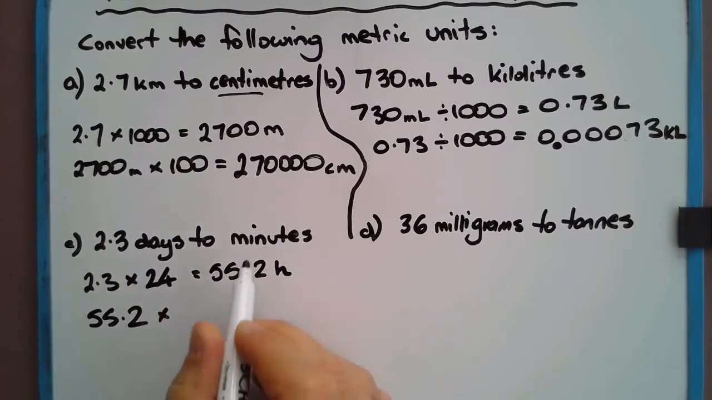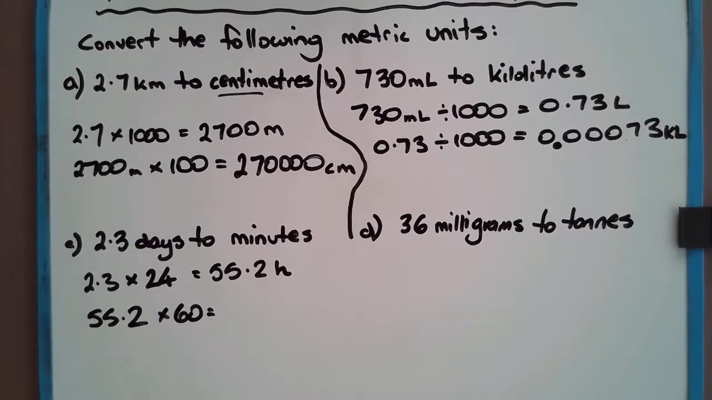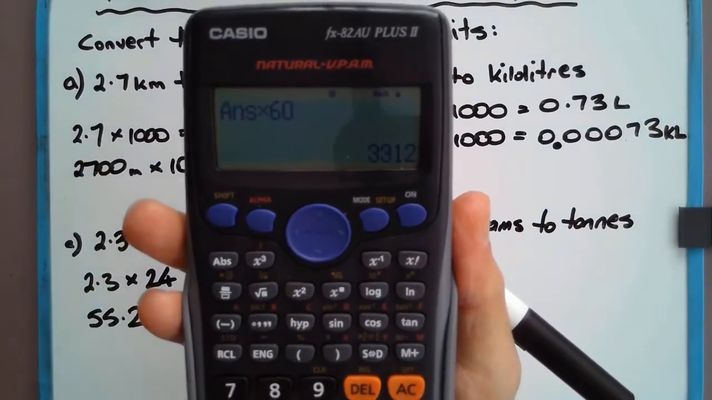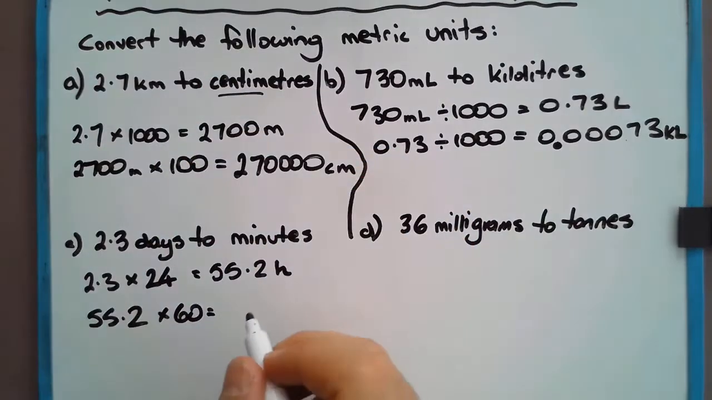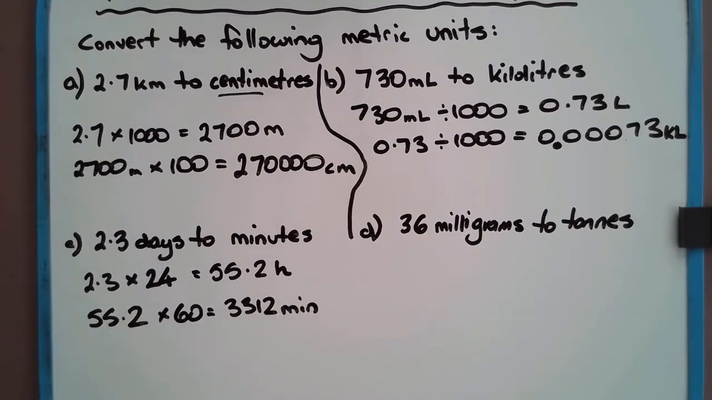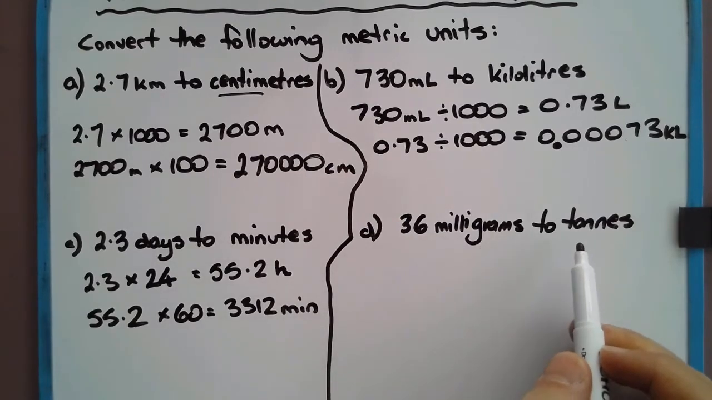Okay, and there's 60 minutes in an hour. So taking that value there, multiply that by 60, and we get 3,312 minutes. So 2.3 days is 3,312 minutes. Okay, 36 milligrams now to tons.